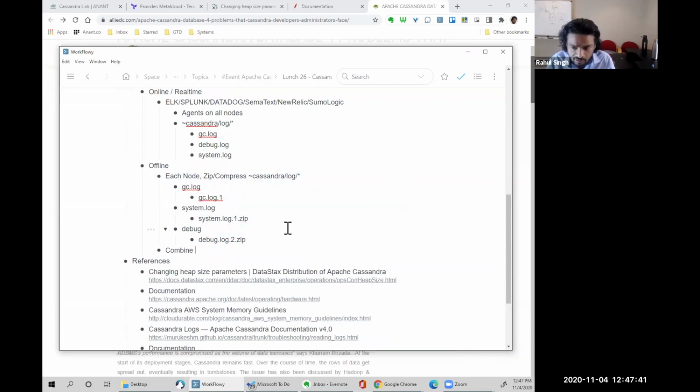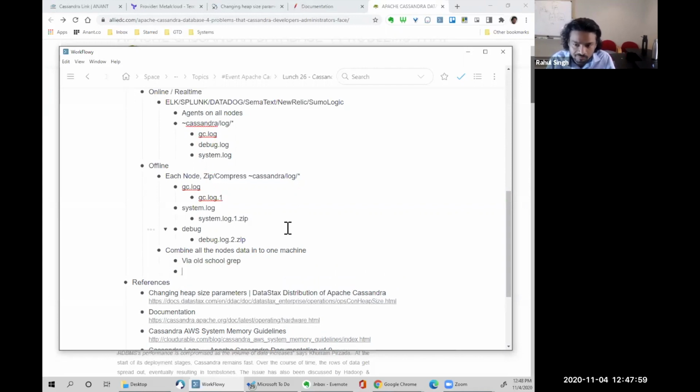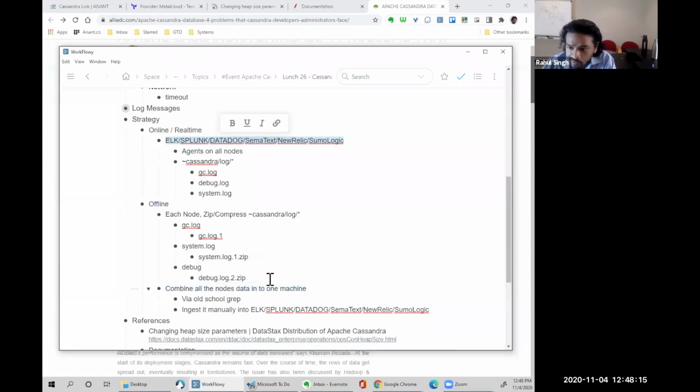So combine all the node data into one machine. The simple way is you open it up in one computer, and you do these searches on one computer via grep if you need to, or ingest it manually into one of these tools. And why would you have to do this? For whatever institutional reason, somebody doesn't want to foot the bill. They don't want to deal with this. So you essentially have to bring up your own.